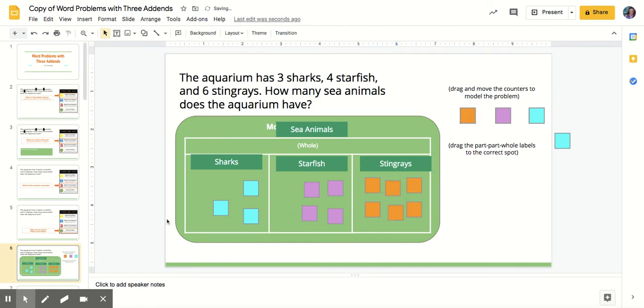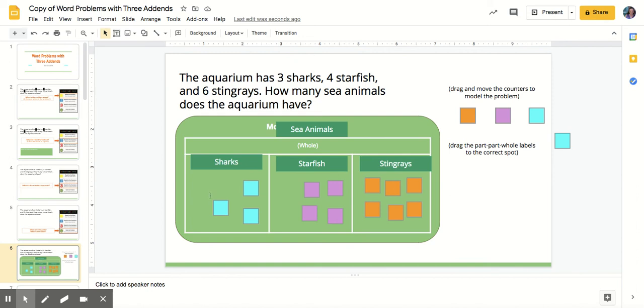All right, so now what I can do is add together three sharks plus four starfish plus six stingrays. Well, I remember from our friends of 10 that 6 and 4 make 10. So 6 plus 4 is 10, plus 3 more is 10, 11, 12, 13. So that means that the amount of sea animals in this aquarium is a total of 13.